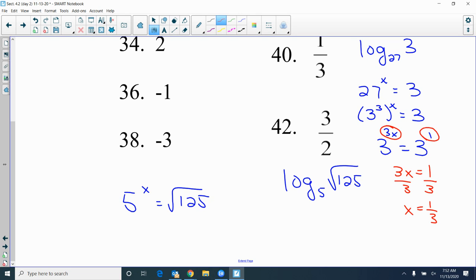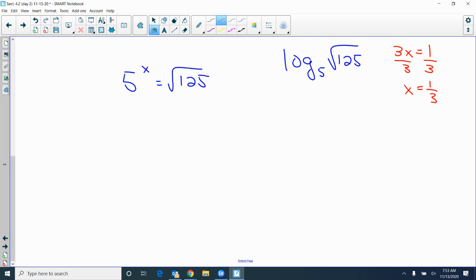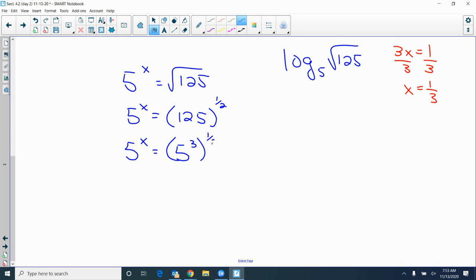Now, most of you were probably like, oh, cube root. Most of you. Okay. Now, it's not quite as easy here. So we want to make this 5 to a power. Okay. Now, I'm going to do this in a couple of steps. 5 to the x equals the square root, which is the 1/2 power. Okay. 125 is 5 to what power? 5 to the 3rd. So I got 5 to what power equals 5 to the 3rd to the 1/2 power. Well, what's 3 times a half? We can just write it as 3 halves.